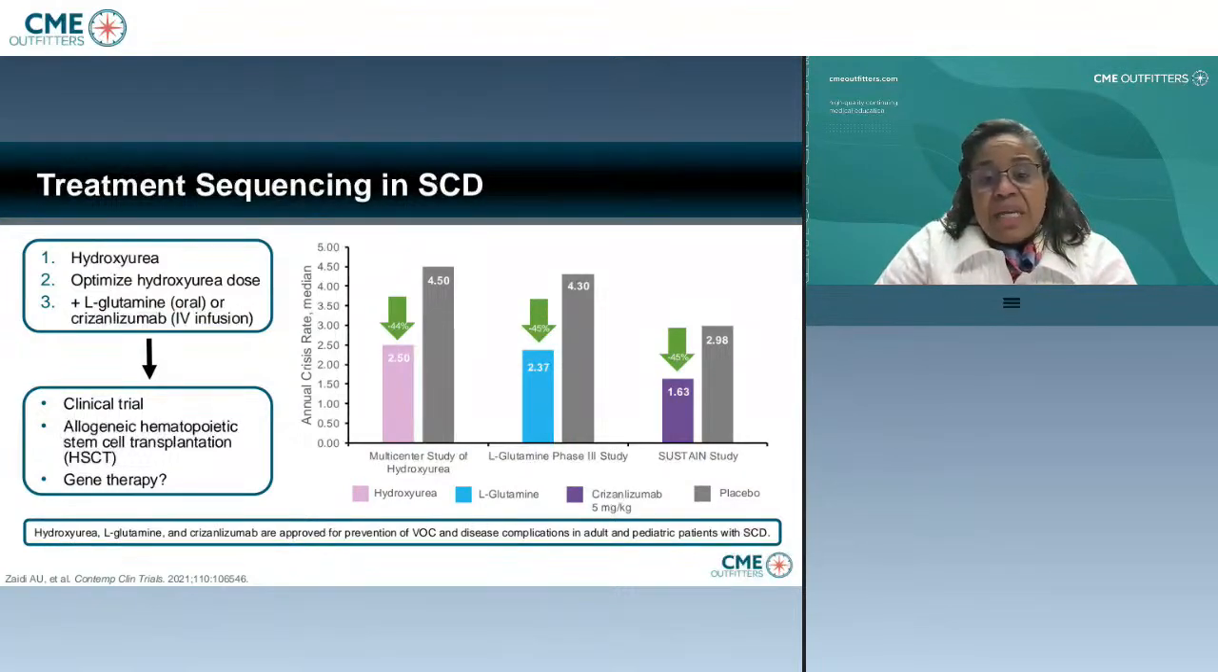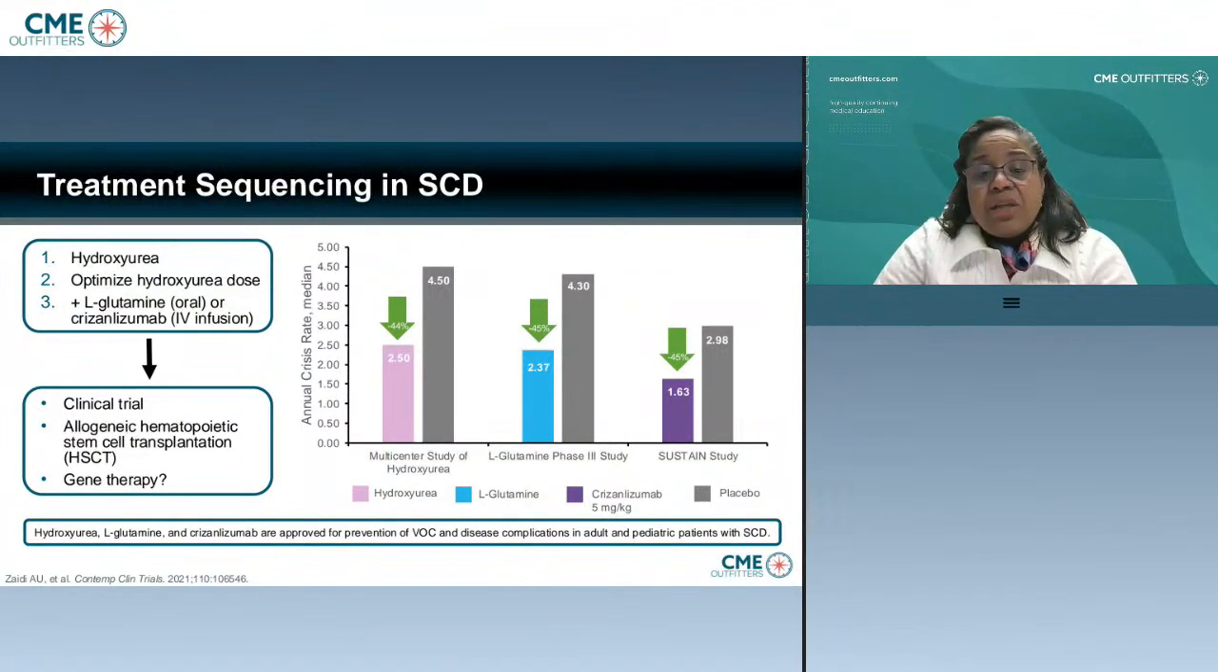Then the glutamine again is the second set of columns that you have in this graph. It also showed in the phase 3 study that there was a significant decrease in the annual rate of crisis as compared to placebo. Usually we use L-glutamine in addition to hydroxyurea for those patients that are not able to take a high dose of hydroxyurea or still have frequent pain crisis with hydroxyurea. But overall, the use of L-glutamine is much less than hydroxyurea.